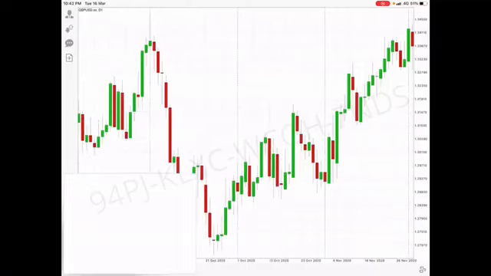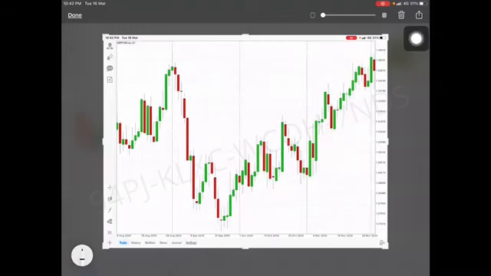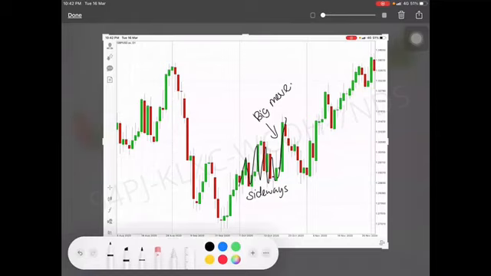Let's use the same example. Do you see this? Again, your voice is not good. Is it a sideways? This is a sideways. And there is a big movement.